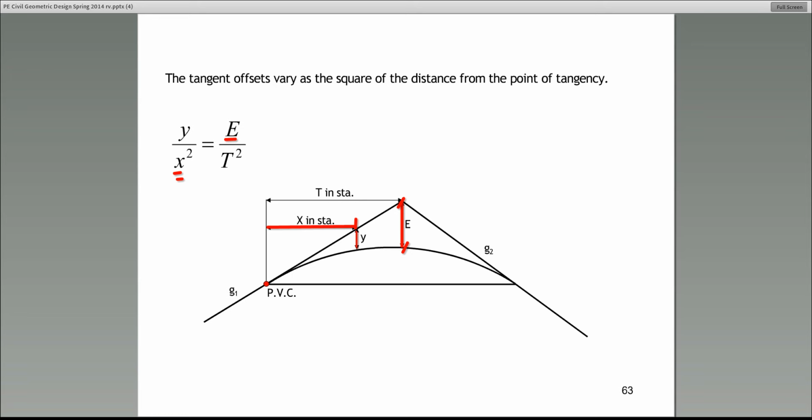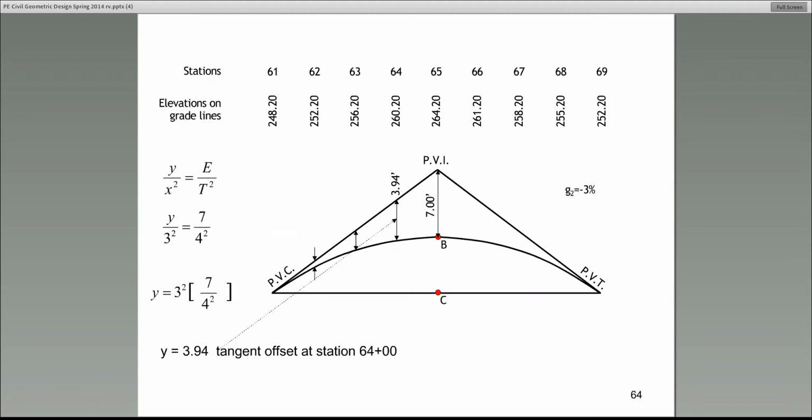But remember, that's in terms of stations. Then T, capital T, here is the answer to what you asked. The capital T in this equation simply is the distance between the PVC and the PVI in terms of stations. Think about it. T is always equal to half the length of the curve. Write it down. Big T is always equal to half of the length of the curve. All right? Now, remember in this equation, X and T both are squared. Don't forget to square those values.